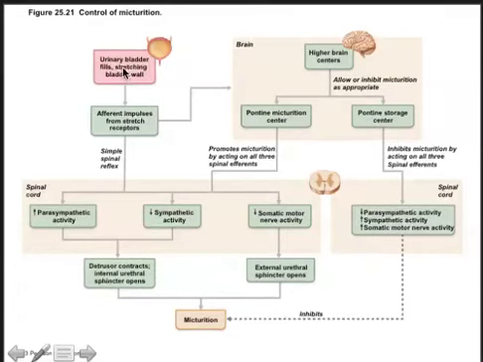This is figure 25-21 in your book. Take a peek at this. I won't go through this in a lot of detail, but essentially the bottom line is that in infants we don't have the higher brain centers developed yet to control the micturition reflex. As a result, involuntary urination is always a danger.